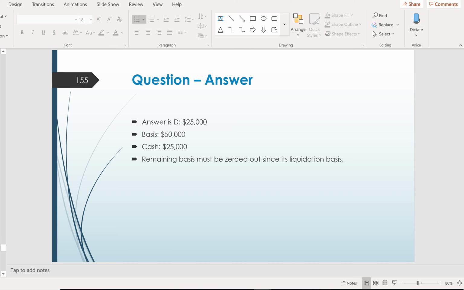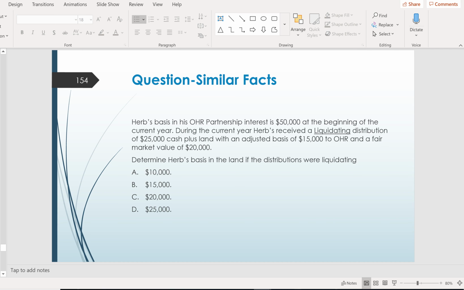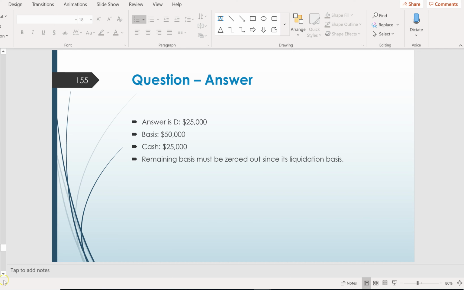So whenever there's a liquidating distribution, make sure that you zero out the remaining basis, even if that means that the asset has to have a basis higher to the partner than it did in the partnership. So the general rule is assets come out of a partnership at basis, but in the case of a liquidating distribution, you're going to have the asset come out with a basis at whatever it needs to be to zero out the partner's remaining basis. So that's a very good place for the CPA exam to go.